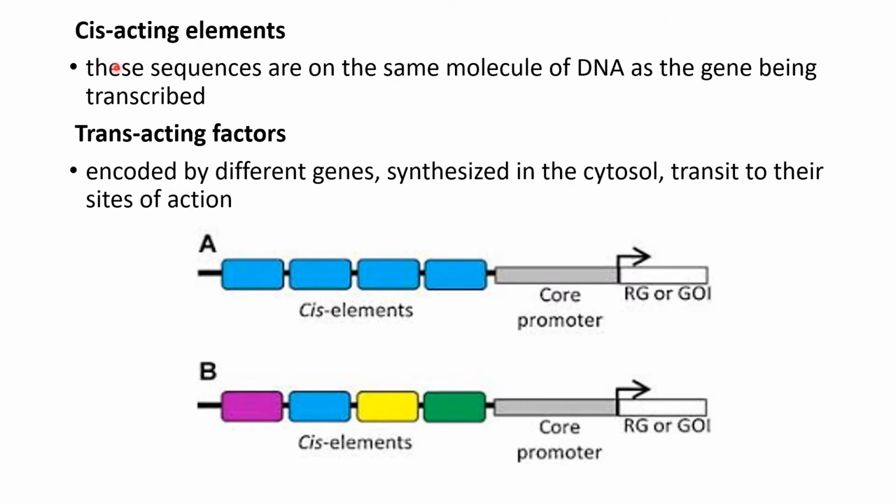Cis-acting elements are basically the nucleotide sequences present on each gene so as to regulate the expression of each gene. These elements lie on the same DNA on which the gene is present, so they are known as cis-acting elements. Here, two sets of cis-acting elements are present for both genes. Each gene carries its own elements. Elements mean the nucleotide sequence.